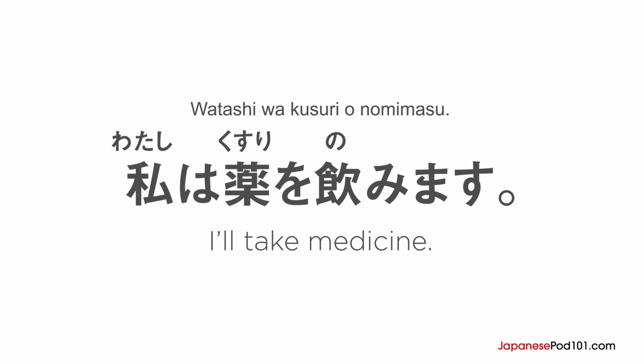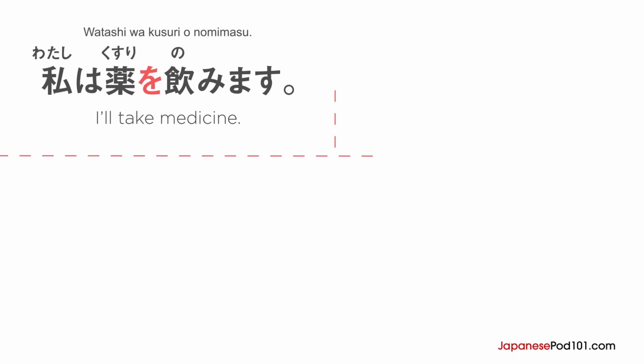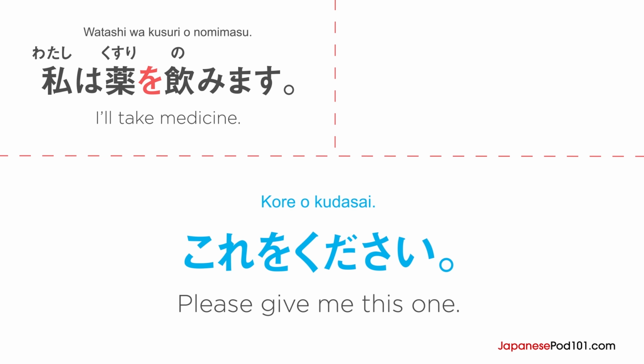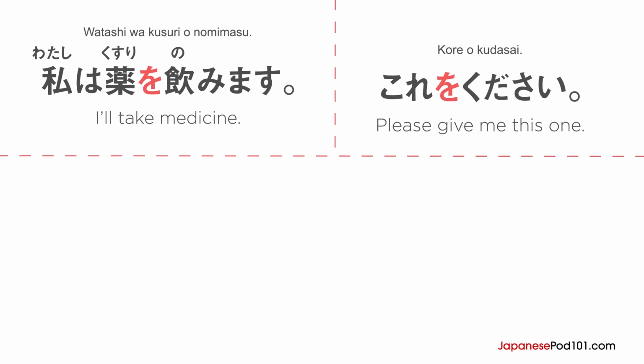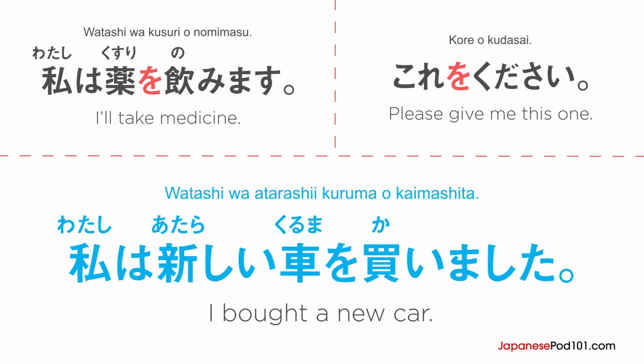Now, let's take a look at a few more examples. 私は薬を飲みます。 I'll take medicine. これをください。 Please give me this one. 私は新しい車を買いました。 I bought a new car.